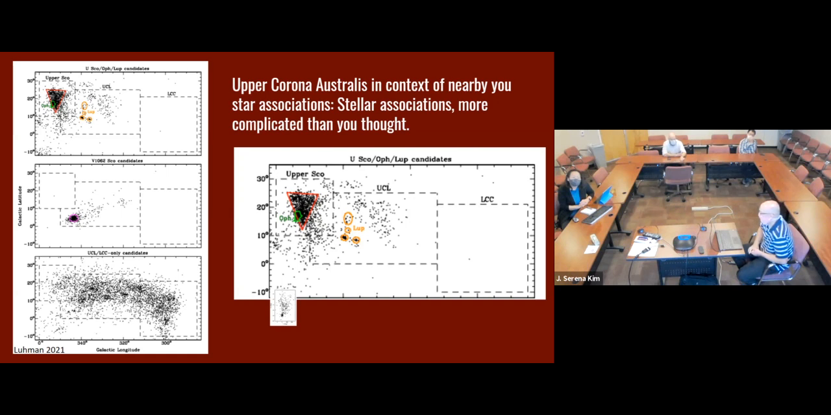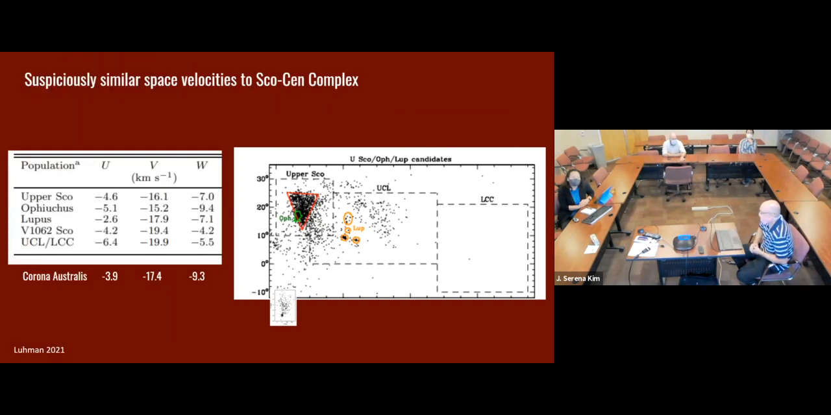Are they related to the complex? I don't know, but they're suspiciously similar median space velocities as the rest of the Sco-Cen complex. And at least it's semi nearby. I'll leave that to ponder, and that is it.